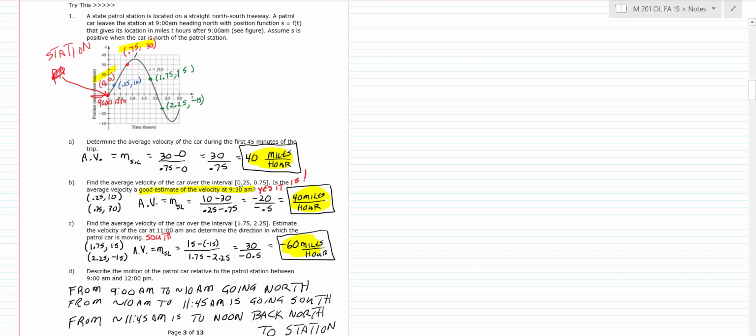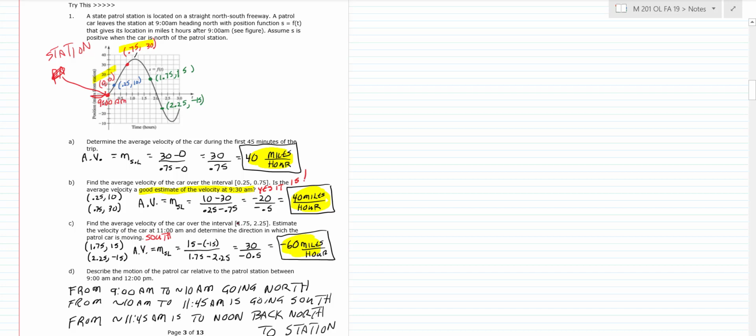All right, the next problem says from 0.25 to 0.75. If I go over to 0.25, it looks like you have displaced 10 miles from the station now. So I got that point. At 0.75, which would be 45 minutes after, at 9:45, that looks like a displacement of 30 miles. So again, I just do the slope between these 2 points. So 30 minus 10 over 0.75 minus 0.25 would give 40 miles per hour also. And then this says, is this a good estimate of the velocity? Yes, it is. The reason is that if you connected those 2 dots, the instantaneous velocity looks like it would be the slope of the tangent line, and the slope of the tangent line is pretty much always about the same, roughly, in that time interval. So that's a really good estimate, I would say.